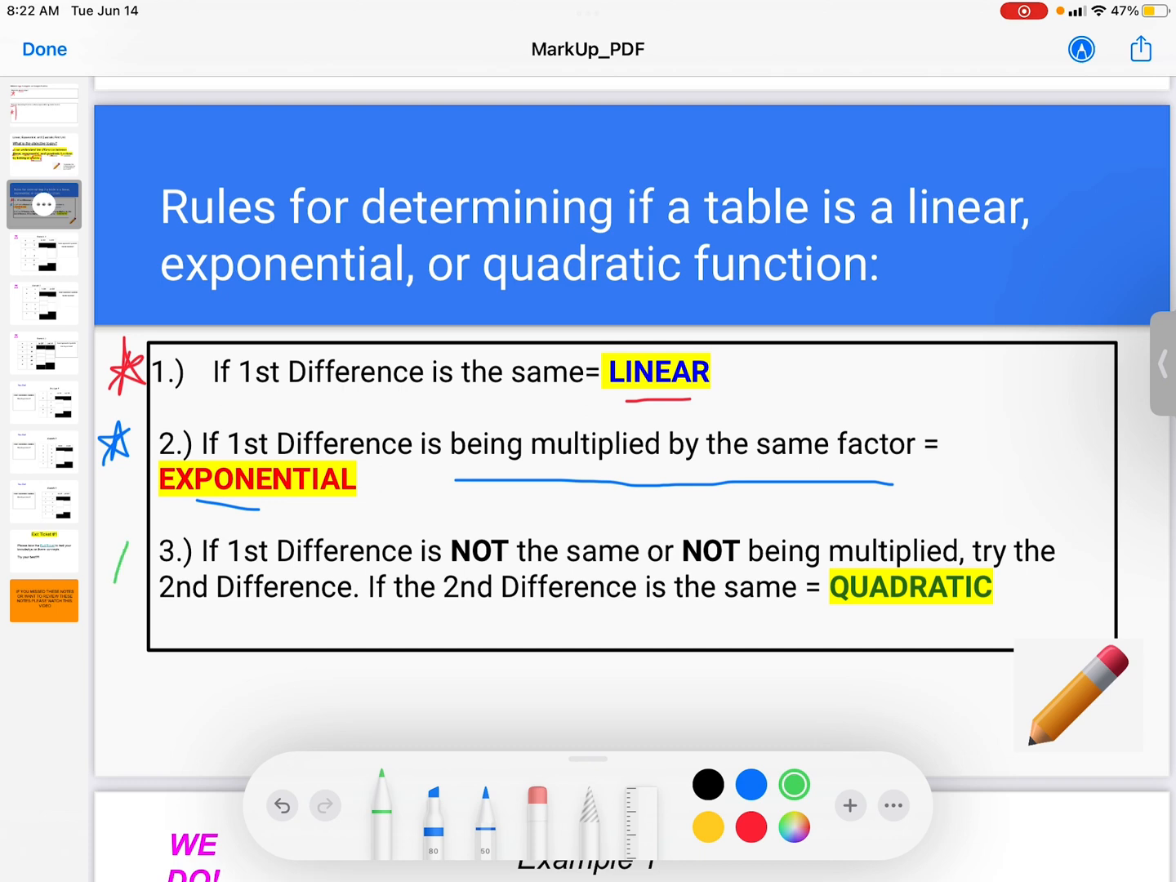Rule number 3, if the first difference is not the same or it's not being multiplied, we're going to try the second difference. And if the second difference is the same, it is quadratic. So you can see I'm giving you all 3 rules for how to tell if a table is linear, exponential, or quadratic. So let's get into our first example, and hopefully these things start to make sense.